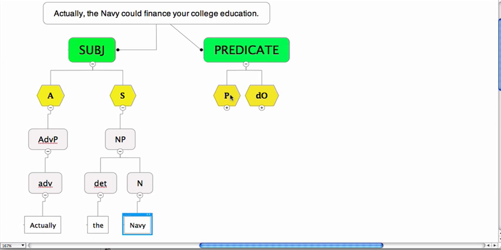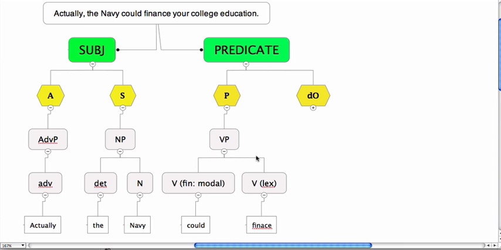Going back to the predicator, it's always realized as a verb phrase, and in that verb phrase we have two verbs. There's a finite modal verb, "could." Modal verbs are always finite, they cannot change, and they're always in finite verb position. And the lexical verb is "finance."